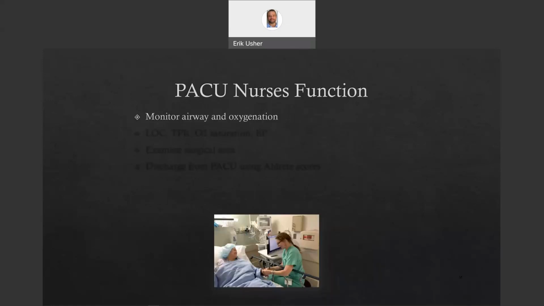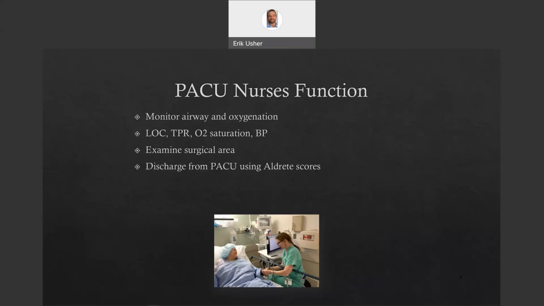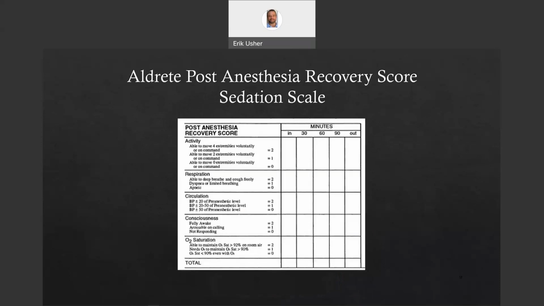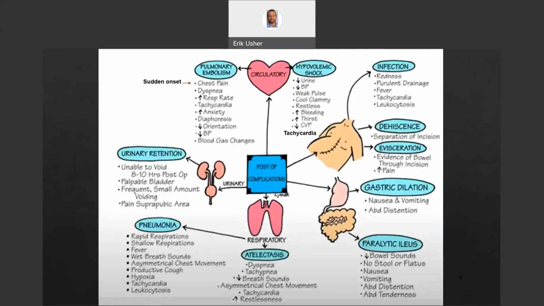So the PACU nurse's function is to monitor airway and oxygenation, the level of consciousness, oxygen saturation, blood pressure, temperature, pulse, examine the surgical area, and ultimately get ready to discharge from the PACU setting using Aldrete scores. And that's an Aldrete score right here. So again, there are specific criteria that they measure and quantify for those patients. Once they reach a certain level and they're good, that's what helps dictate that recovery score that they're ready to go.